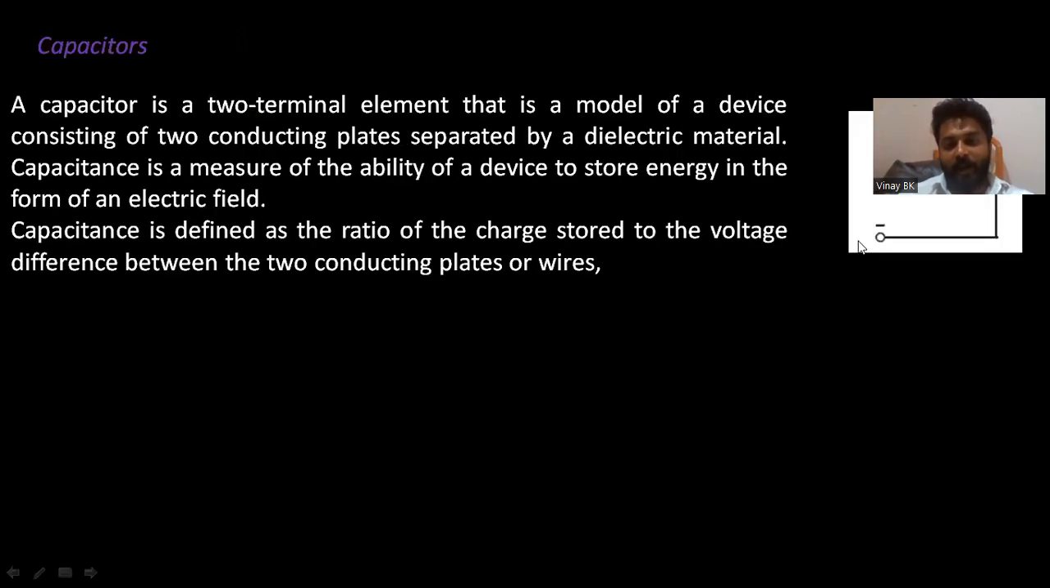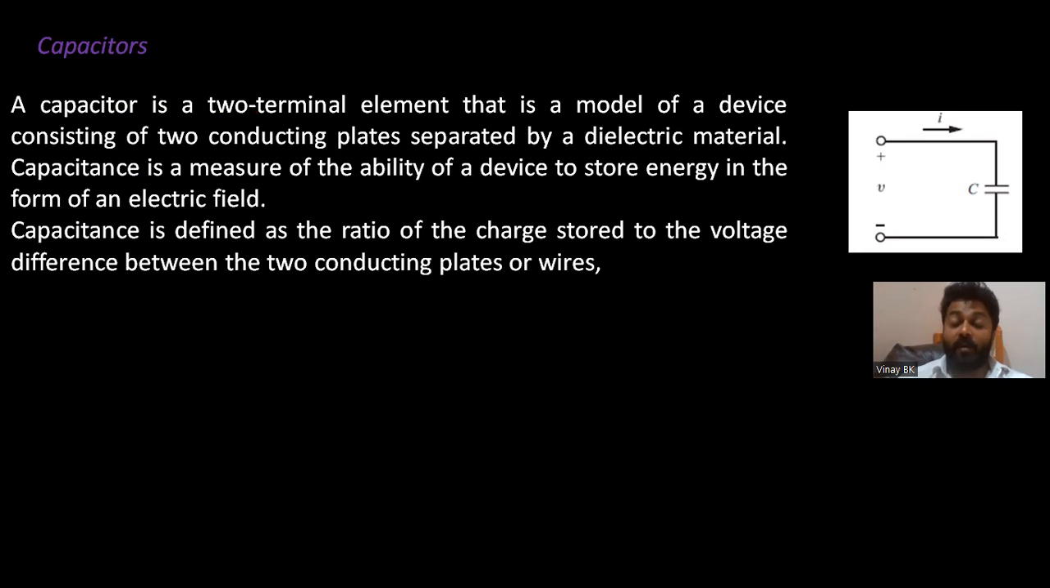You can also write about the capacitor. A capacitor is a two terminal element, a model of a device consisting of two conducting plates which are separated by dielectric material. You can also explain that capacitance is a measure of the ability of a device to store energy in the form of an electric field. You can also define capacitance as the ratio of charge stored to the voltage difference between the two conducting plates or wires. That is nothing but C = Q/V, that you can write.